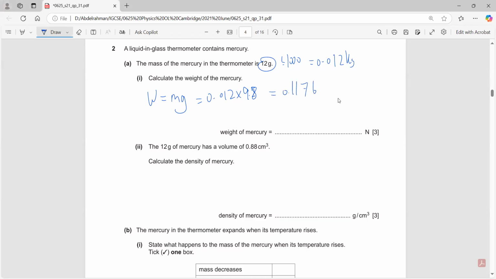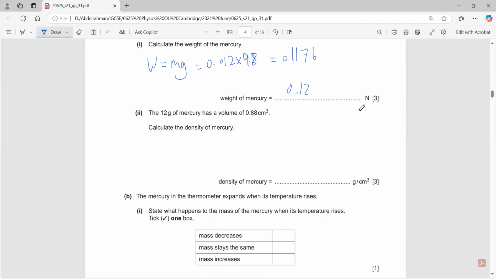Should I write down all of these numbers? No. You could write it down as 0.12, or 0.118, three significant figures. 0.12 newtons.